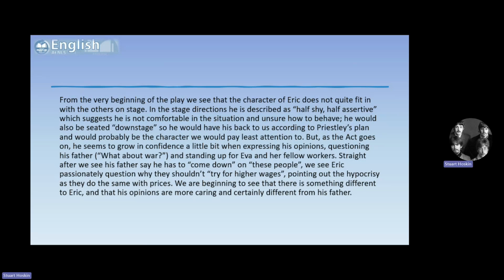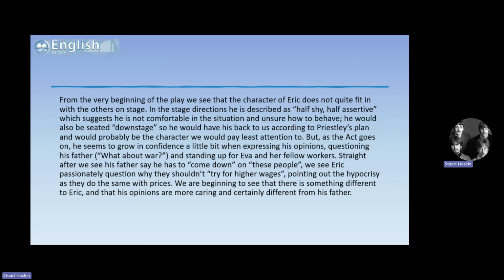It's telling us that we would notice that immediately. How would we notice it? It goes on to the stage direction of the half shy, half assertive, again, which suggests he's not comfortable. And then look at how this develops. The semicolon. The semicolon that says, and I've got more.